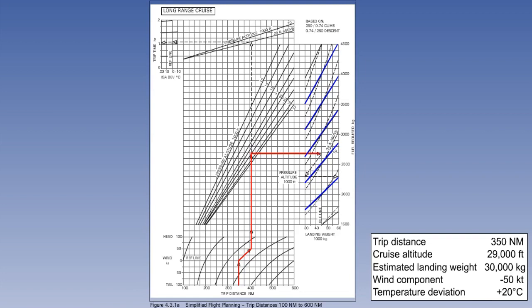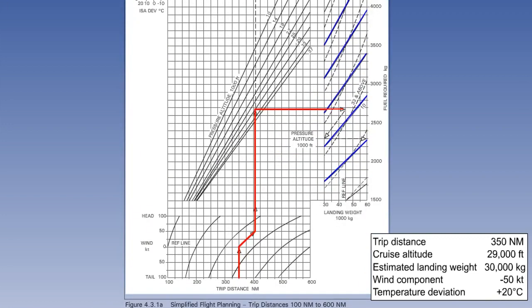From this reference line is a series of solid and dotted lines. The solid lines represent a pressure altitude of 10,000 feet, whilst the dotted lines represent an altitude of 33,000 feet and above. By interpolating the slope appropriate to the chosen pressure altitude, go diagonally up and right or down and left to intercept the vertical line from the estimated aircraft landing weight, which is 30,000 kilograms in this example. From this intersection, go horizontally right to read off the fuel required, which is 2,300 kilograms.